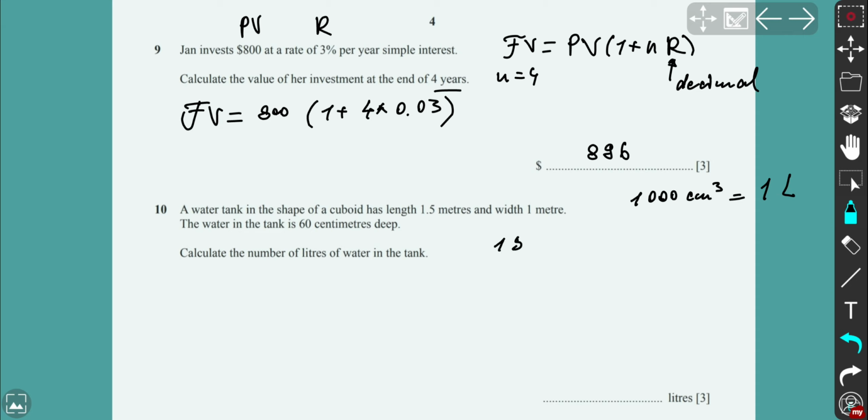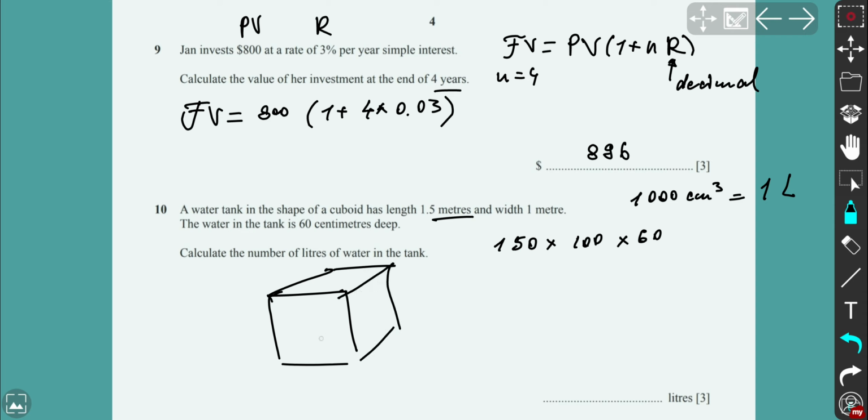1,500. Okay, sorry, my bad. 150 centimeters is that side. Then you multiply by the other dimension, which is 1 meter, so 100. And then you multiply by 60 centimeters. So basically a cuboid is a strange cube. In order to find the volume, you need to take those 3 dimensions A, B, and C and multiply them to get the volume.